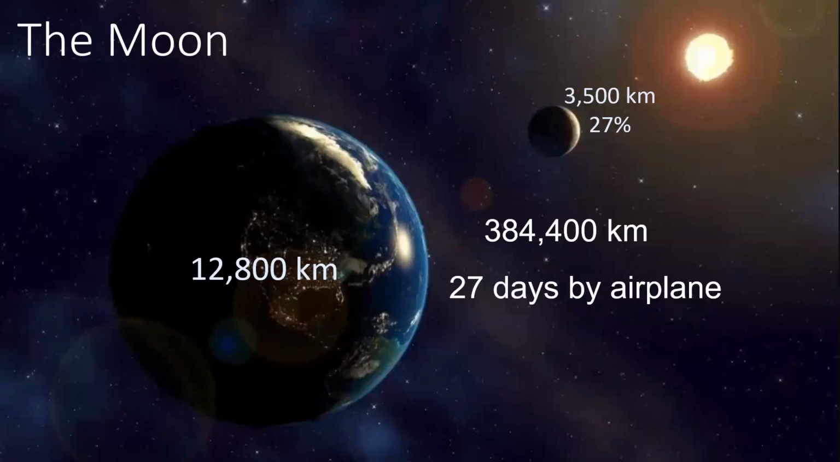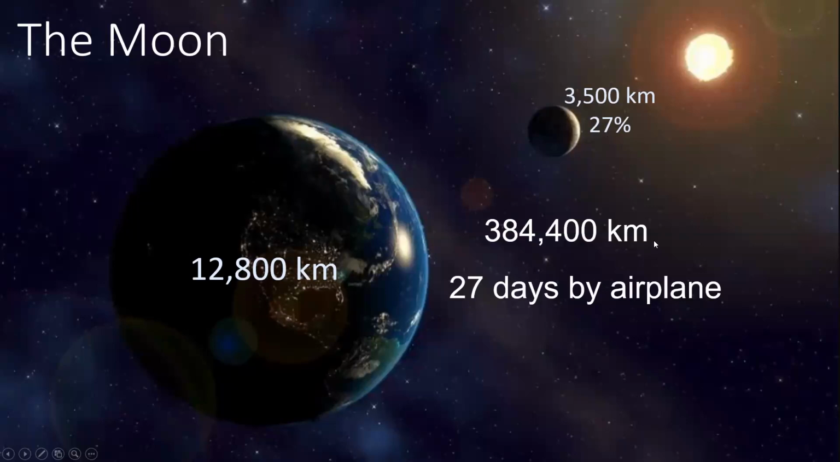So the nearest satellite for Earth, we have only one satellite, which is called Moon, and it is quite a close body from Earth. The diameter of Earth is 12,800 kilometers, but the diameter of Moon is just 3,500 kilometers, which is almost 27%. So, for remembering purposes, you can simply say it is just 1/4 of Earth.